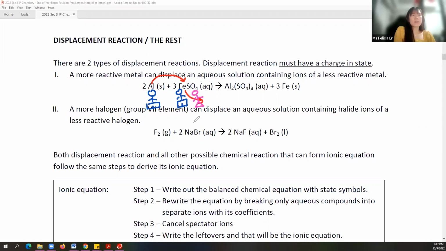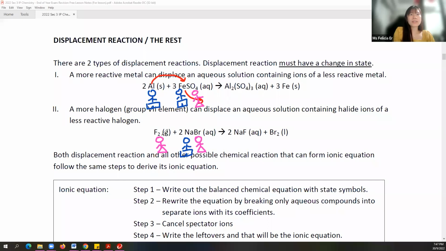Then for halogen, likewise it is about the more reactive one displacing the less reactive one. Now I stick to the same case where the non-metals are the female. Fluorine is non-metal, bromine also non-metal, sodium is metal, so metal will be the guy. In this case, same thing. If I give you the heads up that, after you learn the topic of periodic table, fluorine is more reactive than bromine, that means fluorine will kick away bromine.